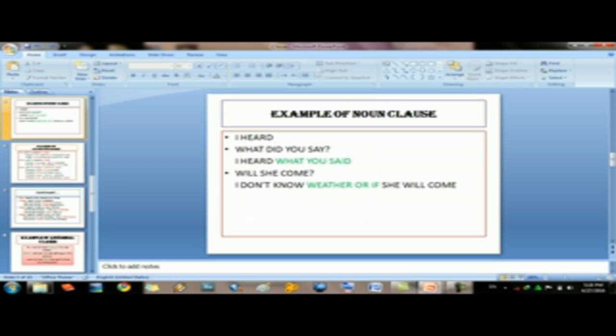Guys, this is an example of noun clause. "I heard" is the independent clause, and "what you said" is the question. So the noun clause is: I heard what you said. If it is a yes/no question, we have to use the connector whether or if between the dependent and independent clause, like: will she come? I don't know whether or if she will come.